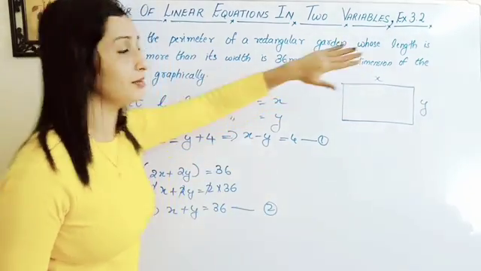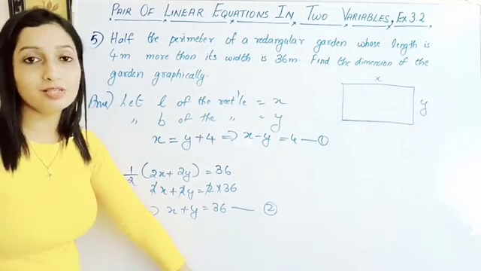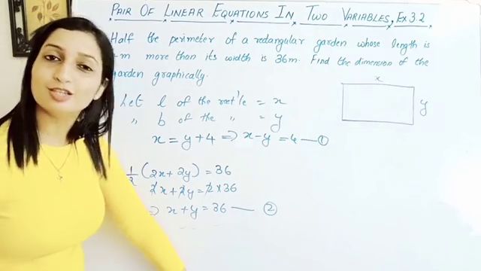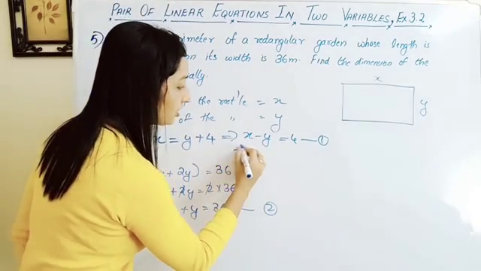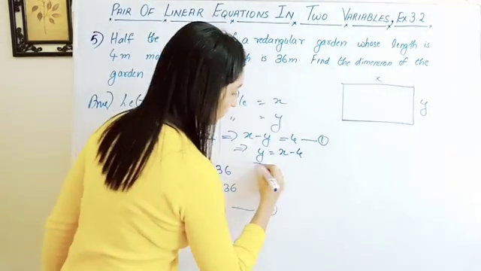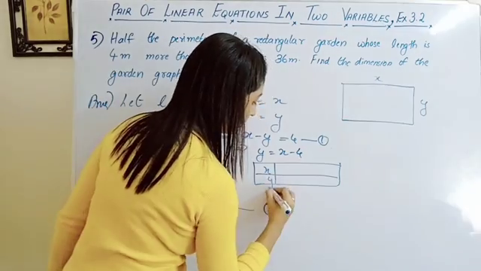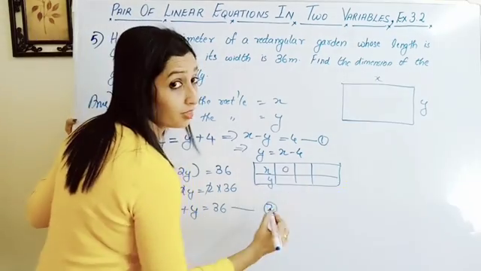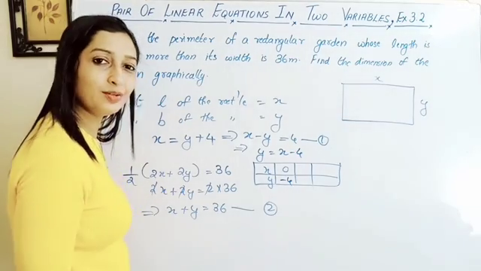Now, find the dimensions of the garden graphically. They have asked us to solve these two equations graphically. So, to find graphically, what do we do first? We first find the solution set. So, let's find the solution set for our first equation. This equation can be written as y is equal to x minus 4. So, x and y. What value of x can I take first? Let me take x as 0. Then I get y as minus 4. So when x is equal to 0, I get y as minus 4.